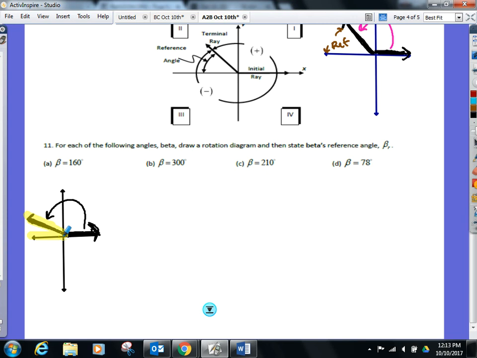Remember what you know. This angle's what? That angle's 160. If I go all the way around to here, that's going to be how many degrees? Okay, use that knowledge now. Use that knowledge that you know this is a 160 degree angle. This is 180 to find that reference angle.